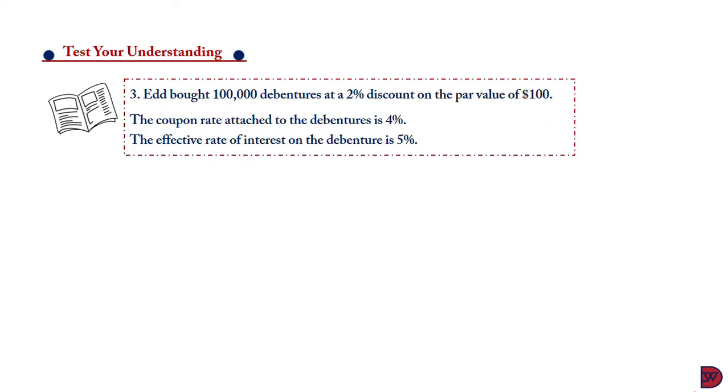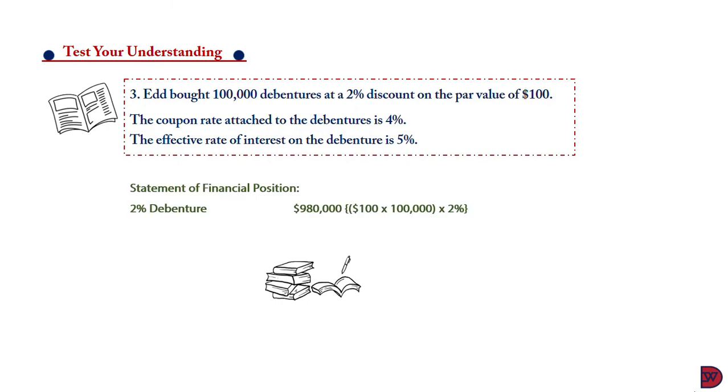Lastly, Ed bought 100,000 debentures at a 2% discount at par value of $100. The coupon rate attached to the debentures is 4%. The effective rate of interest on the debenture is 5%. The investment in debt is classified as amortized cost, as there are contractual coupon interest receipts each year, and I intend to hold the assets until all the cash has been collected. So the business model and the cash flow characteristic tests have both been passed. The investment in debt is initially measured at $980,000, that is the 1 million discounted by 2%, on the statement of financial position.